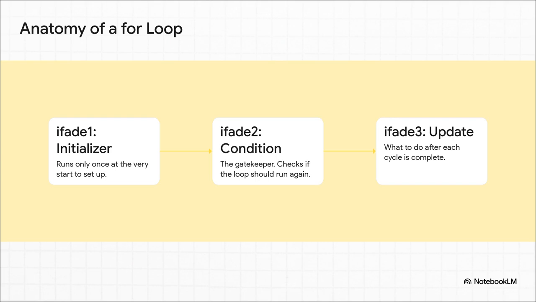The first part is the initializer. It just runs once, right at the start, to set up a counter, usually at 0. The second part is the condition. That's the gatekeeper. It checks, hey, should we run again? And if the answer is yes, the code inside the loop runs. Then, part 3, the update happens. It just adds 1 to the counter, and then the whole thing repeats, right back to the condition check.